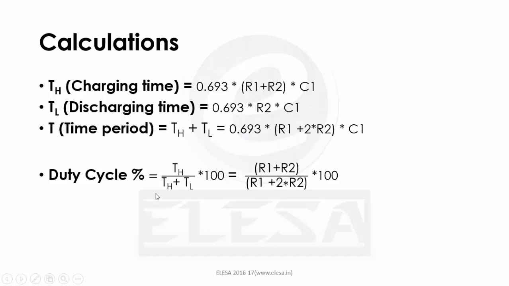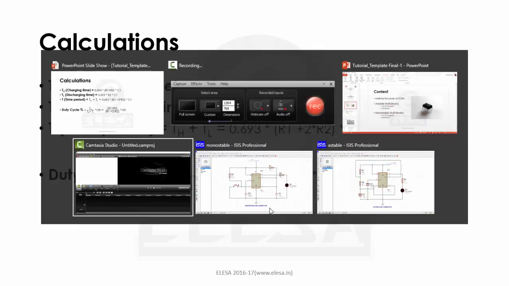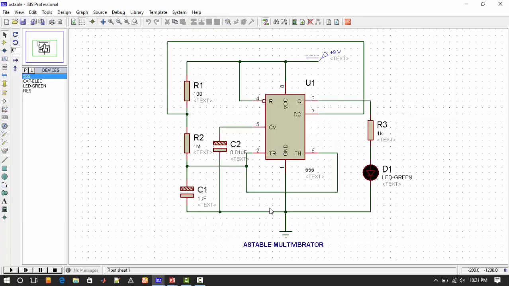And from that we can also calculate the duty cycle D, that is on time upon time period. So these are the equations. Now we'll see the simulation for astable multivibrator. This is the same circuit we have seen before, but now we'll see its functioning.